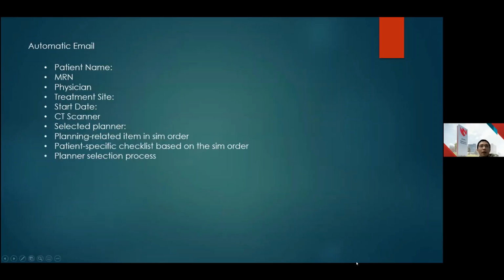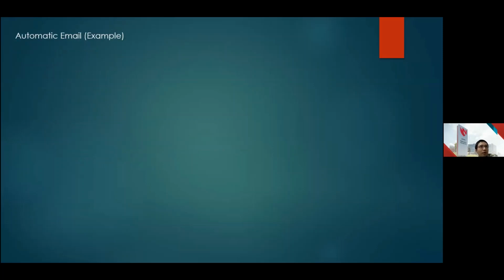So this automatic email will include some of this information: patients, MRN, physicians, treatment sites, the start date, which CT scanner, and who is the planner, and something patient-specific, like planning-related items in the sim orders, and then a small checklist based on the sim orders, and then the planner selection process, just for transparency purposes.